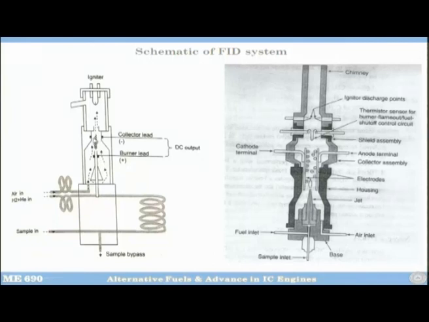So, this will generate some ions, and those ions are collected between this collector lead and this burner lead, and obviously this is cathode, this is anode. So, there will be a DC current that will be generated, because all the electrons will get collected here and all the protons or positive ions will collect here, and you will have a DC output, and then of course, you have to do the signal processing.